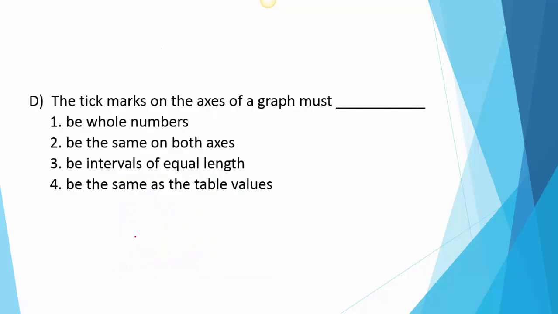The tick marks on the axis of a graph must be... they do not need to be whole numbers. We've seen that. We use 0.25 and 0.5. We also said they don't need to be the same on both axes. We said they need to be intervals. They do need to be intervals of equal length. They don't have to be the exact same values as the table values, because you can put them in between.